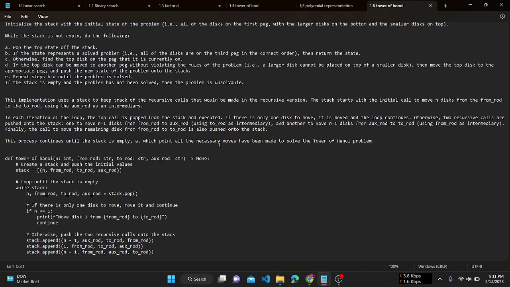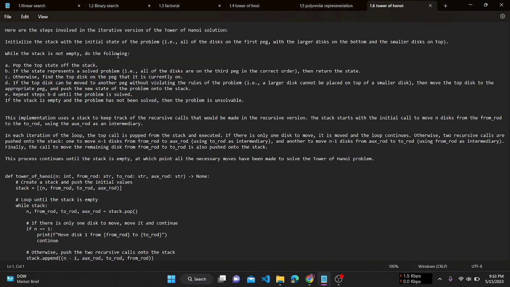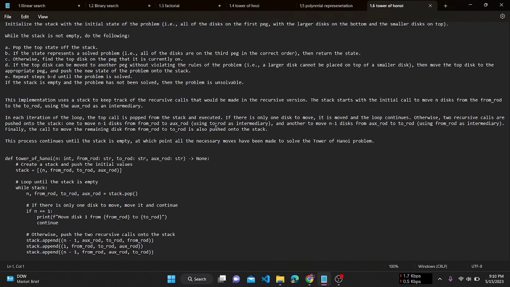Otherwise, two recursive calls are pushed onto the stack. One to move n minus one disks from the from rod to the aux rod using the to rod as intermediary, and another to move n minus one disks from the aux rod to the to rod using the from rod as intermediary. Finally, the call to move the remaining disk from the from rod to the to rod is also pushed on the stack. This process continues until the stack is empty, at which point all the necessary moves have been made to solve the Tower of Hanoi problem.